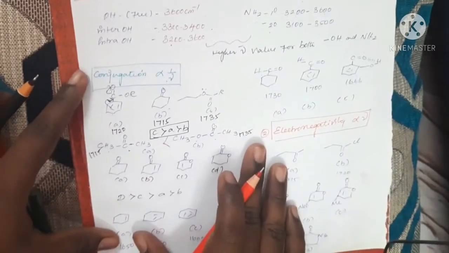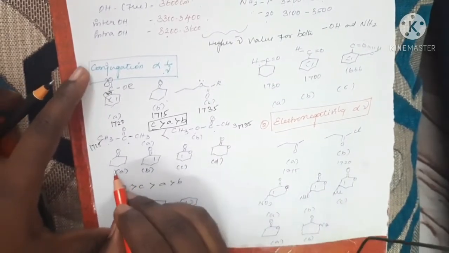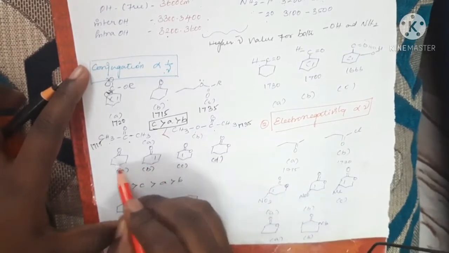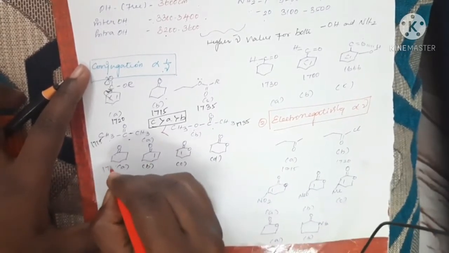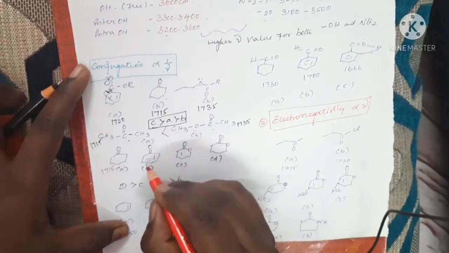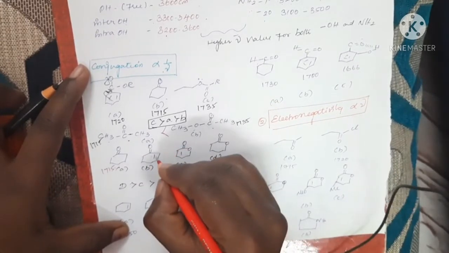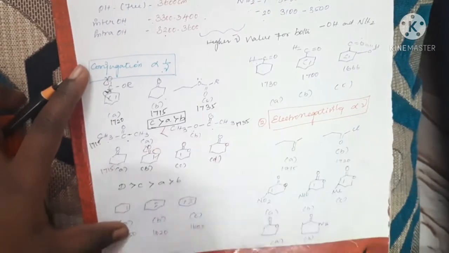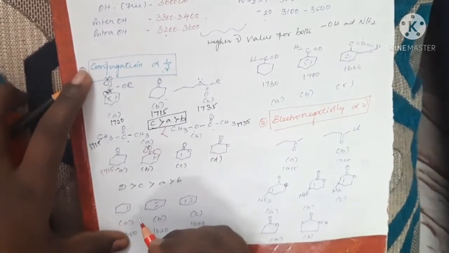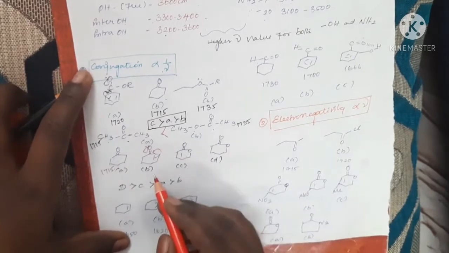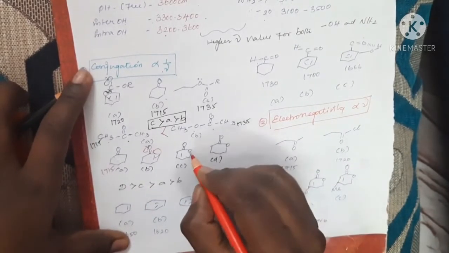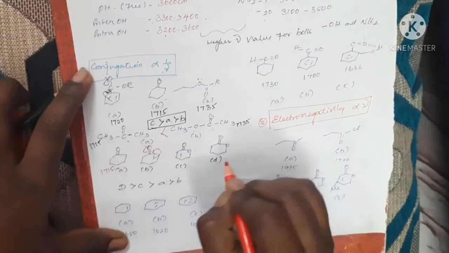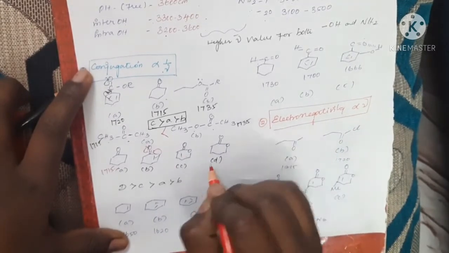And for the third example, two ketones and two esters are given. One is a plain ketone, 1715 frequency, and this one is a ketone with conjugation. Conjugation decreases the frequency. And here, one ester is involved in conjugation, and this one is an ester without conjugation.